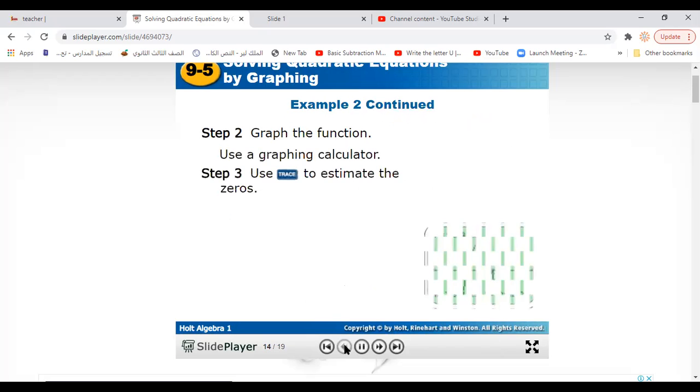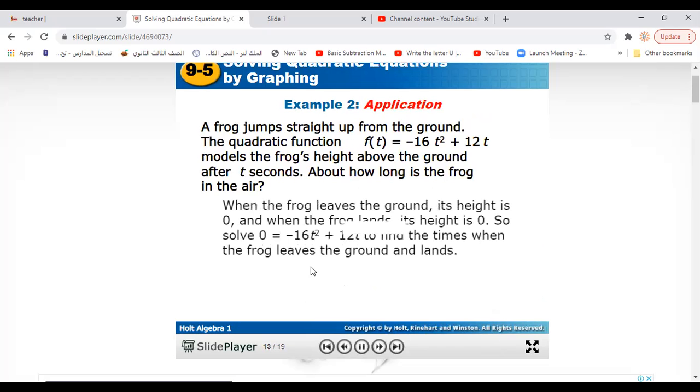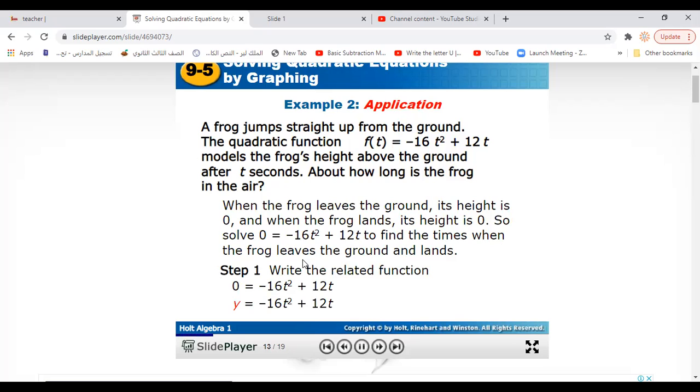If we want to find when the frog leaves the ground, its height is 0, and when the frog lands, the height is 0. So solve 0 = -16t² + 12t. Find the times t the frog leaves the ground and lands.